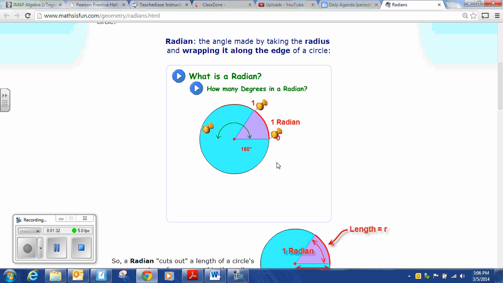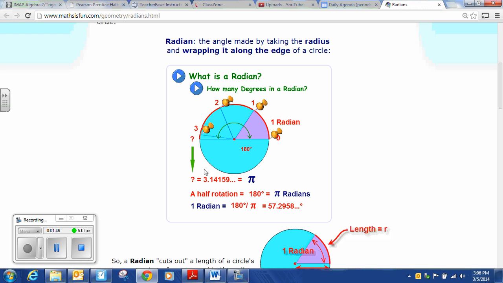How many degrees are in a radian? Well, if you take this slice and you double it, triple it, you almost have a half of a circle, which is 180 degrees. Now there's a little more left over, and that's actually the 0.14159 of pi. So pi radians is half a circle. And we also know that 180 degrees is half a circle. So now we have our unit conversion. 180 degrees equals pi radians.